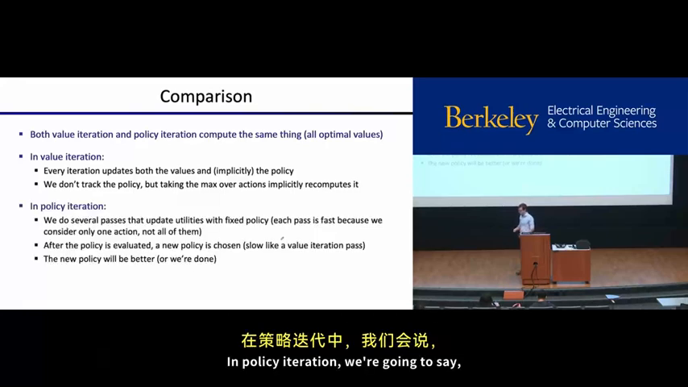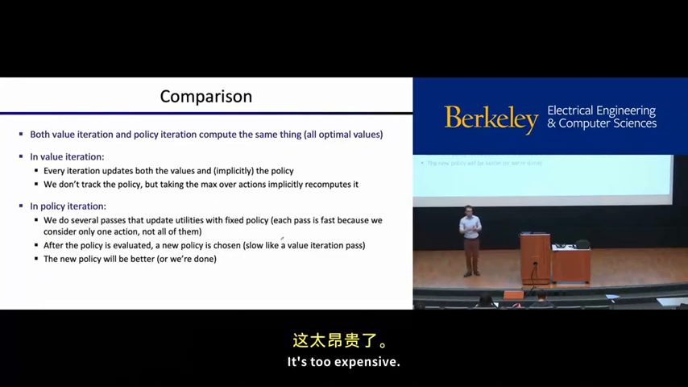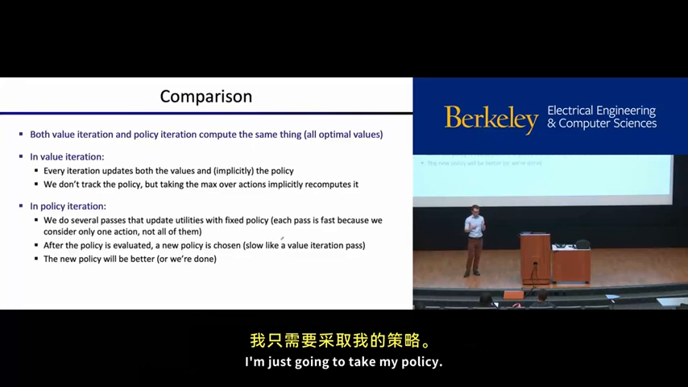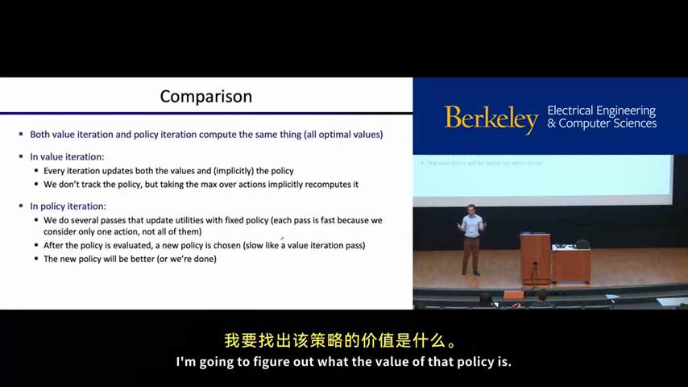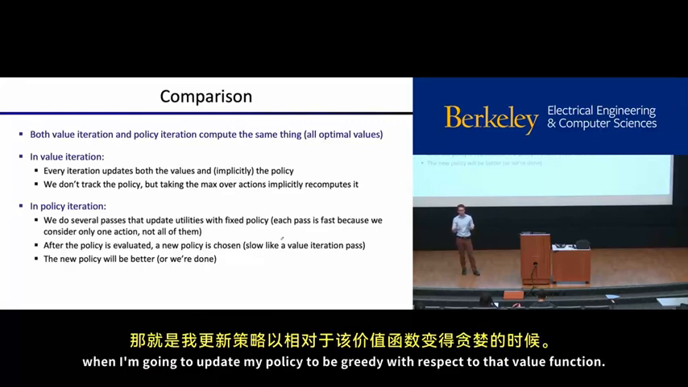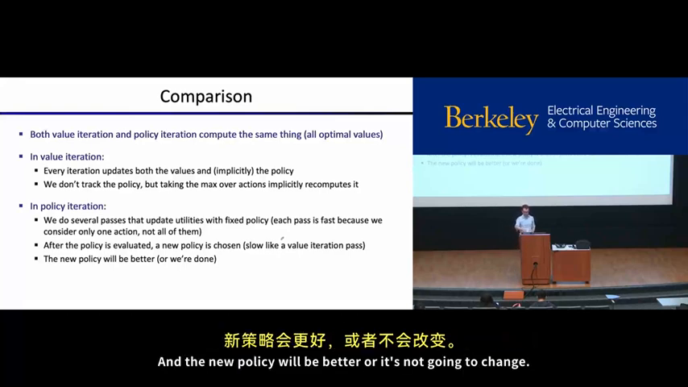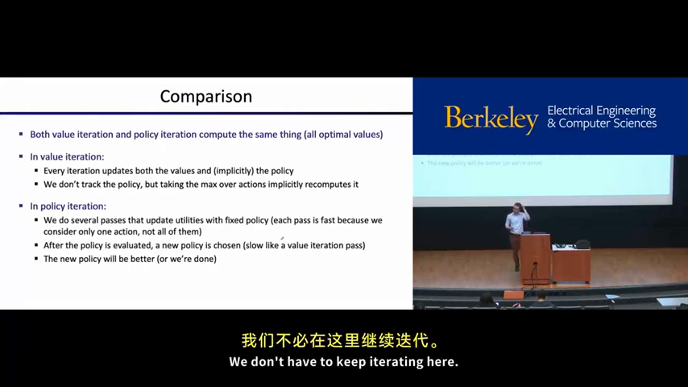In policy iteration, we're going to say, okay, I'm going to stop doing this max over actions thing. It's too expensive. I'm just going to take my policy. I'm going to figure out what the value of that policy is. And once I'm sure that's its value, that's when I'm going to update my policy to be greedy with respect to that value function. So we only compute a new policy after we've converged the value function. And the new policy will be better, or it's not going to change. If it doesn't change, we're done. We don't have to keep iterating here.